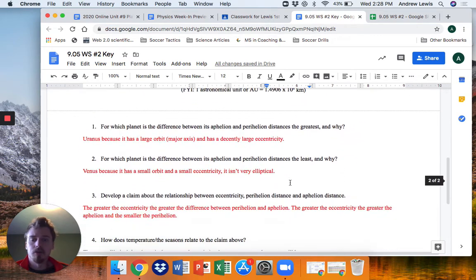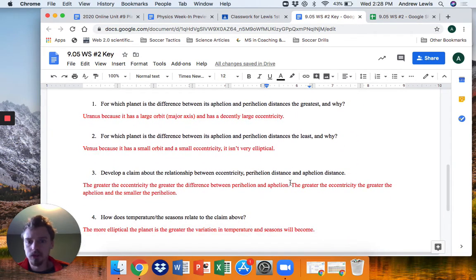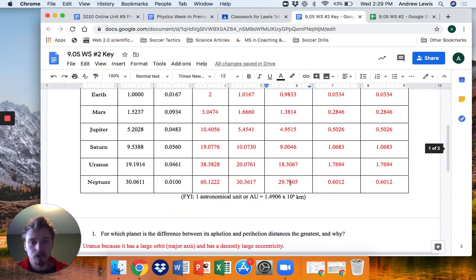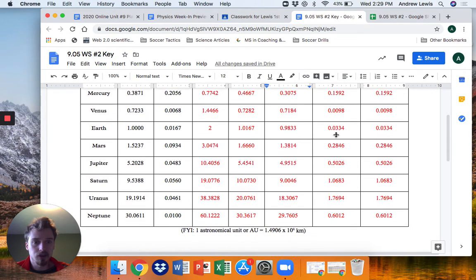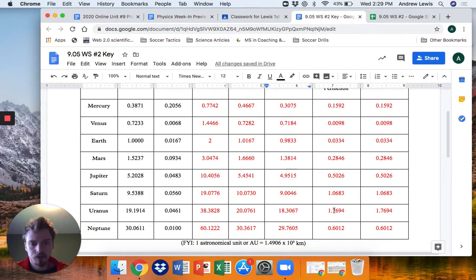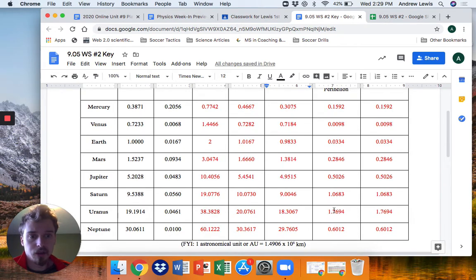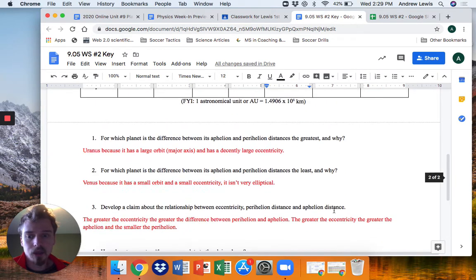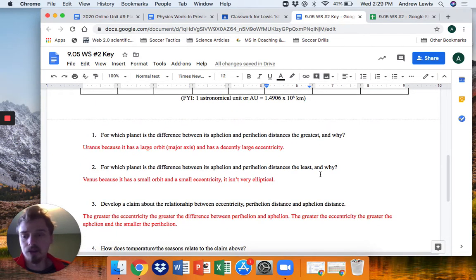Excuse me. But anyway, down to the questions. For which planet is the difference between aphelion and perihelion distances the greatest, and why? So if you look here at the differences, this column, the only column you guys don't have, the difference between them should be 1.7694, which is again our largest, and that is because it has a large orbit and it's a decently large eccentricity, right?